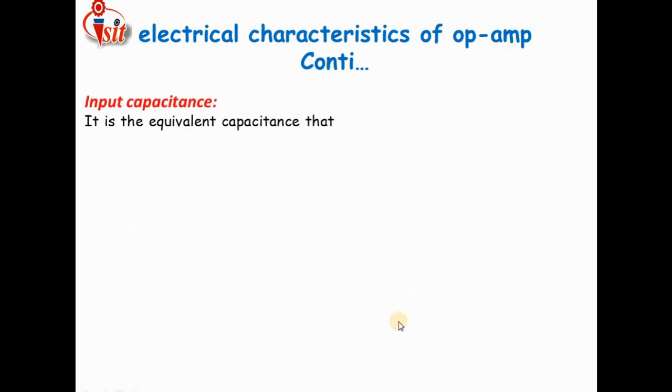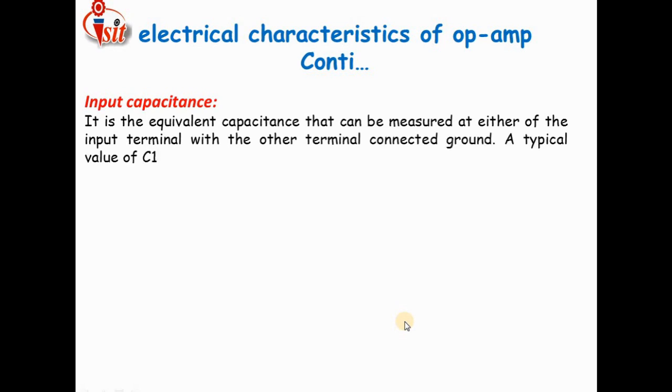Then the next electrical characteristic of the op amp, in continuation, is input capacitance. What is the input capacitance of the op amp? It is the equivalent capacitance that can be measured at either of the input terminals with the other terminal connected to the ground. A typical value of Ci, when we connect it to the op amp, for the IC741 is 1.4 picofarad.